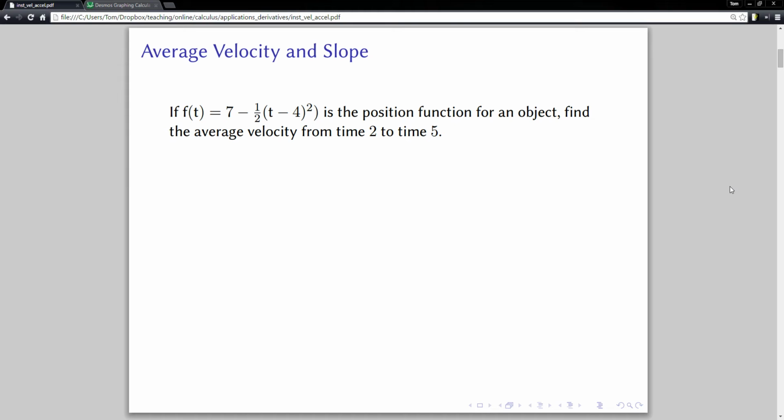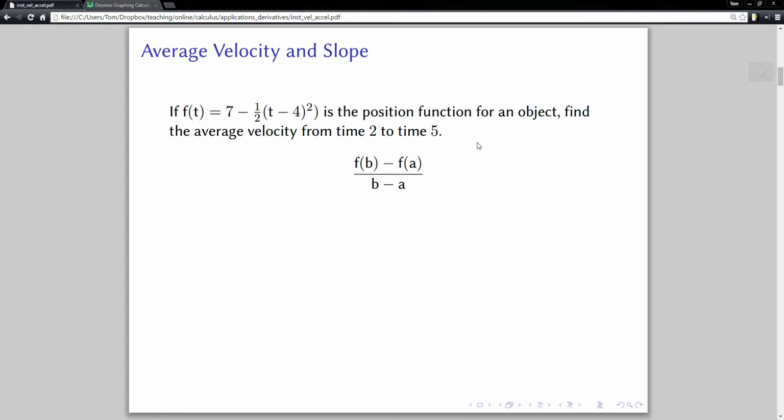So the first thing that we need to talk about is the connection between the average velocity and the slope. So let's just take a look at this example here. If f of t equals 7 minus 1/2 times (t minus 4) squared, and I've got an extra parenthesis in there, so that shouldn't be in there. But if that's the position function for an object, find the average velocity from time 2 to time 5. Okay, so that's just what we did in the last video.